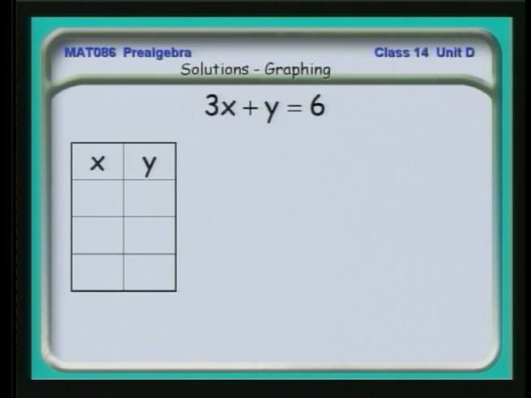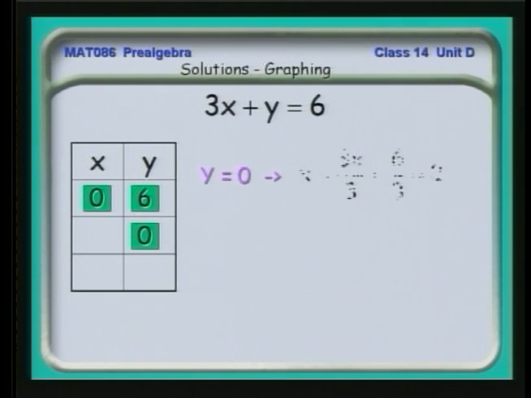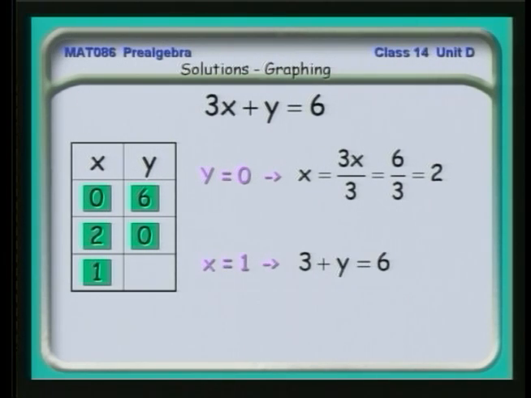Let's try another problem. 3x plus y is equal to 6. Let's put x equals 0, then y is 6. If y is 0, then I have 3x is equal to 6. Dividing both sides by 3, I can see that x is equal to 2. Let's try one more solution. If x is equal to 1, then I have 3 plus y is equal to 6. Subtracting 3 from both sides gives me y equals 3.